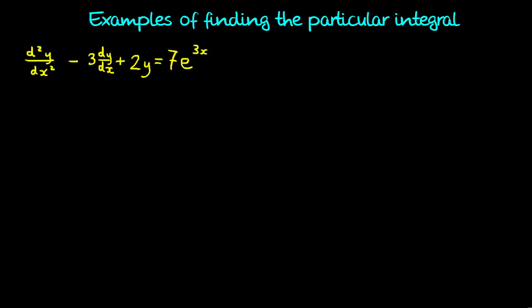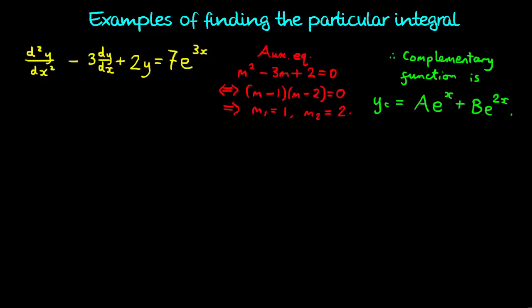Okay, so the first step is to find the complementary function. In order to do that, we write down the auxiliary equation. So the second derivatives become m squareds. So we've got an m squared term minus 3 times m, because the first derivatives become m, plus 2 times y. So y just becomes the constant term, so this is plus 2 equals 0. So our auxiliary equation is m squared minus 3m plus 2 equals 0.